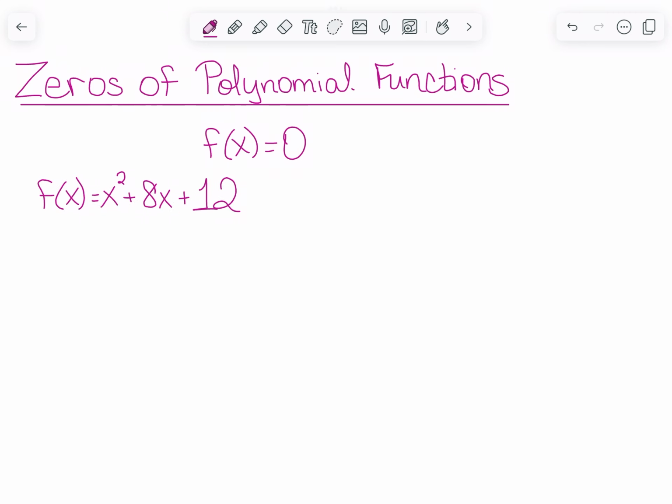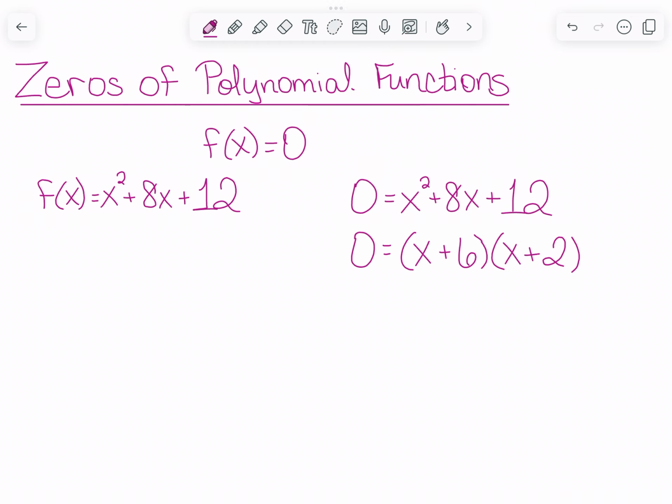As an example, let's consider the function f of x equal to x squared plus 8x plus 12, and we want to find the zeros of this function. So we have the equation 0 equal to x squared plus 8x plus 12. Since this is a quadratic, we need to factor. We need two numbers that multiply to be 12 and add to be 8. We can achieve this with 6 and 2, so we have x plus 6 times x plus 2. We then set each of these pieces equal to 0 and solve.